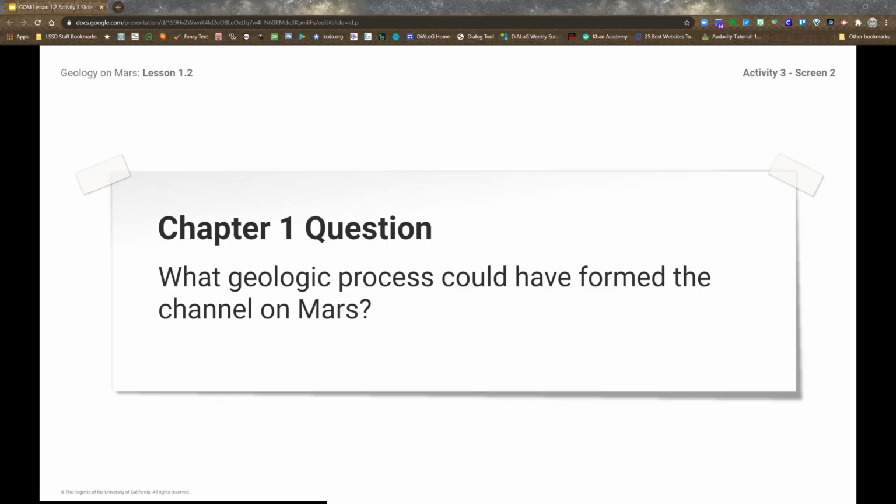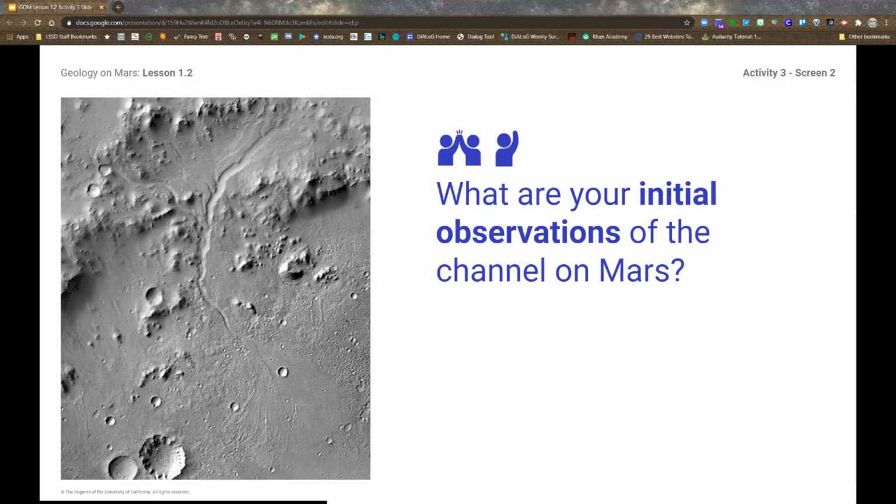Chapter 1 question: what geologic process could have formed the channel on Mars? What are your initial observations of the channel on Mars? Share your observations with others if you can.